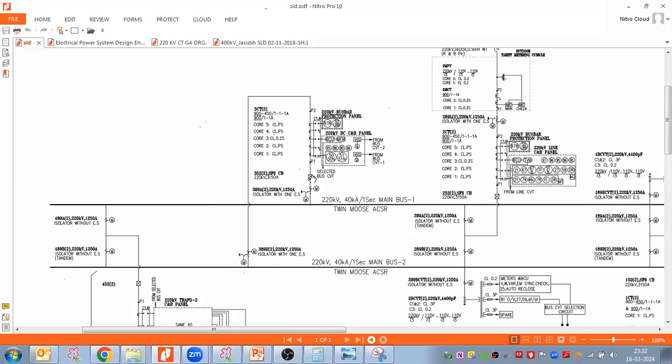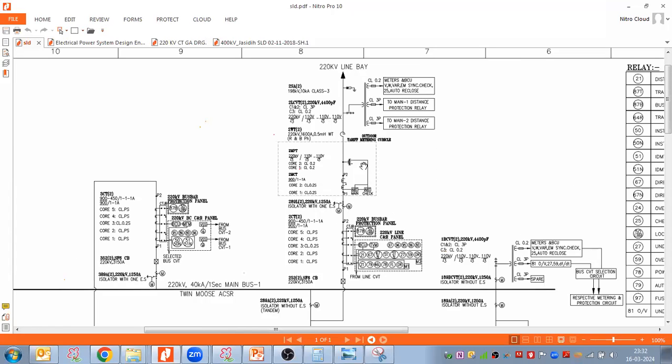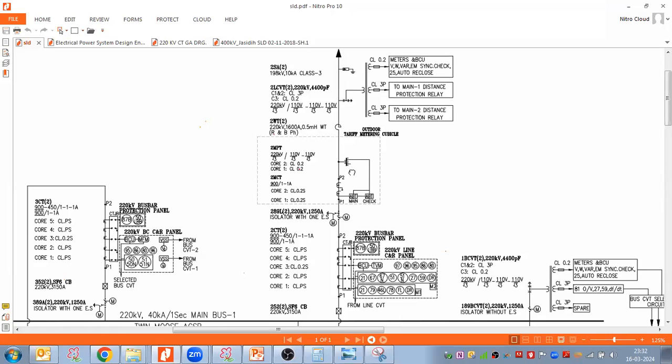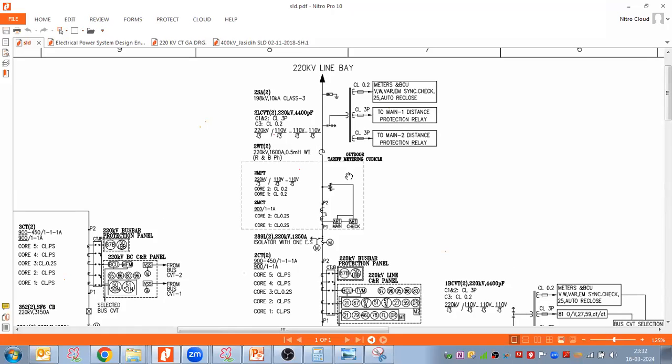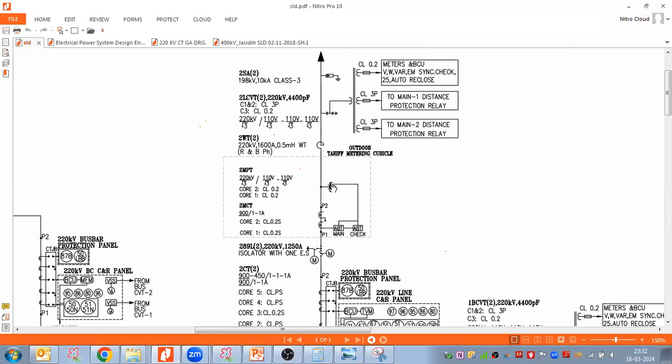And sir, another thing is the tariff metering cubicle, from main bus 1 to main bus 2. This is how we are doing it. Sir, in the tariff metering cubicle, if the PT and CT locations are interchanged, will any problem occur? First measure the voltage, then measure the current.